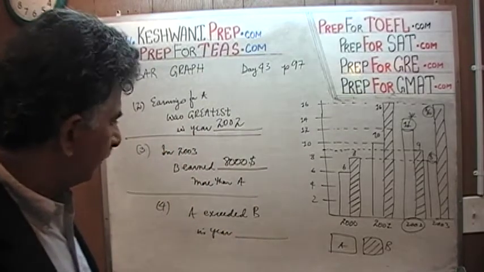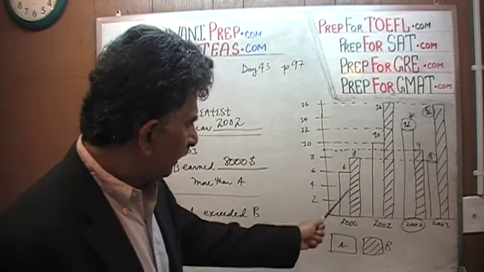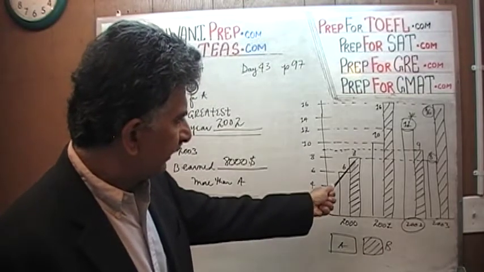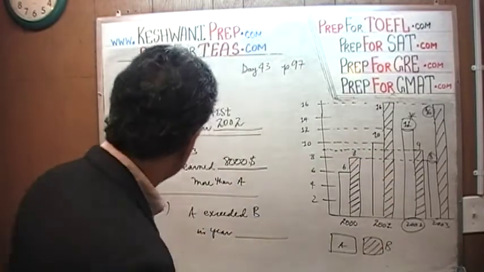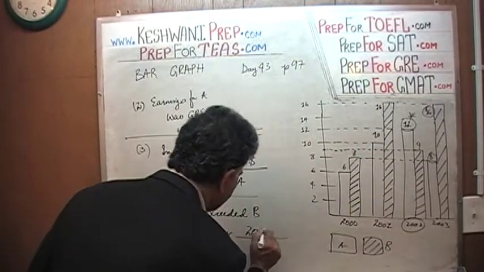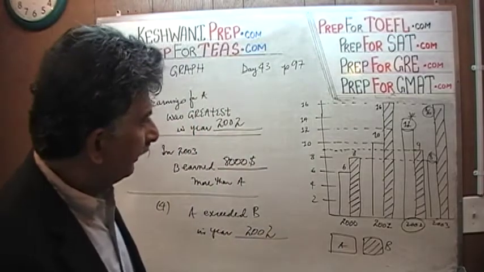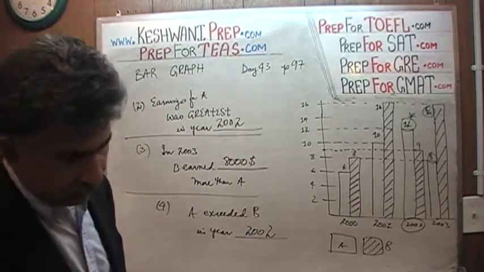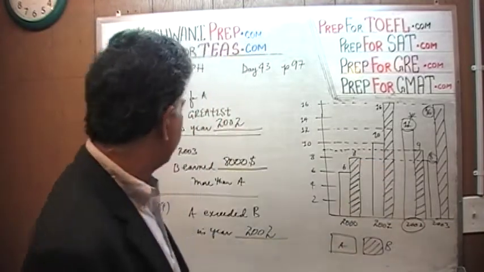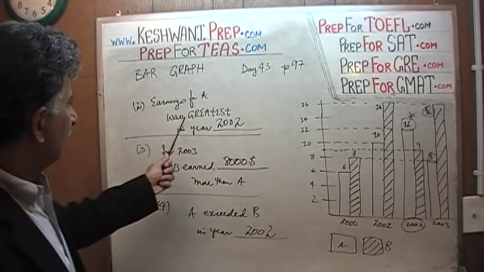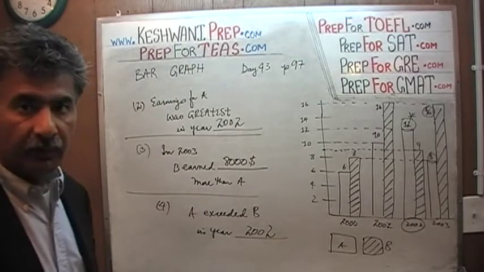A exceeded B, so we want this one open by. This is 6 and this is 8. Here A is less than that, obviously. Here is 10 and 16. There you go, 12 and 9 in 2002. In 2002, A exceeded B, because in 2002, A is 12 and B is 9. That also happens to be the year where the earnings for A were the greatest.